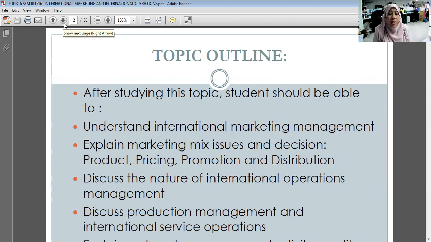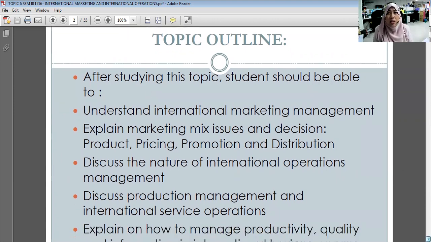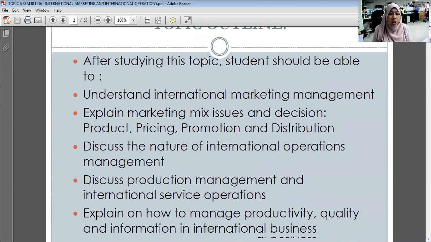The third one, we discuss the nature of international operation management. We learn the difference between operation management and international operation management, and what international logistics is, and what mode of transportation we use to expand the market in local and international business. The fourth one, we will discuss production management and international service operations, so we're focusing on some parts of servicing. And the last one, explain how to manage productivity, quality, and information in international business. This is what will be covered in our topic today.